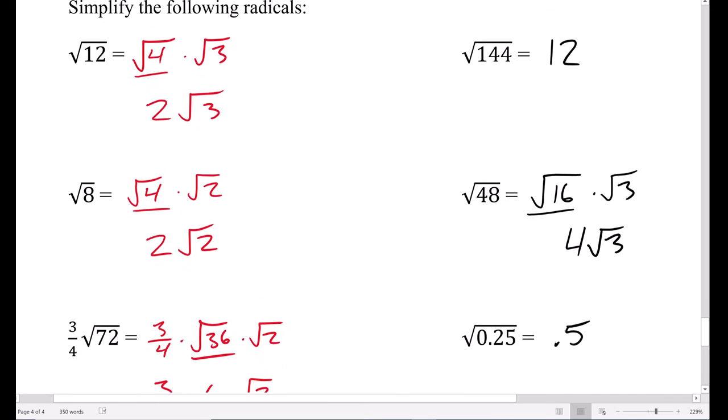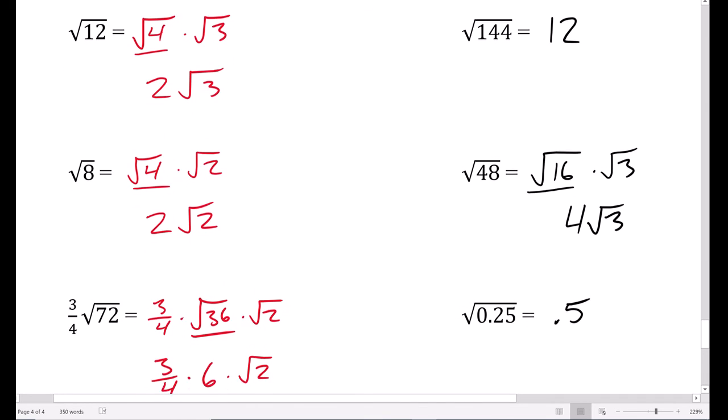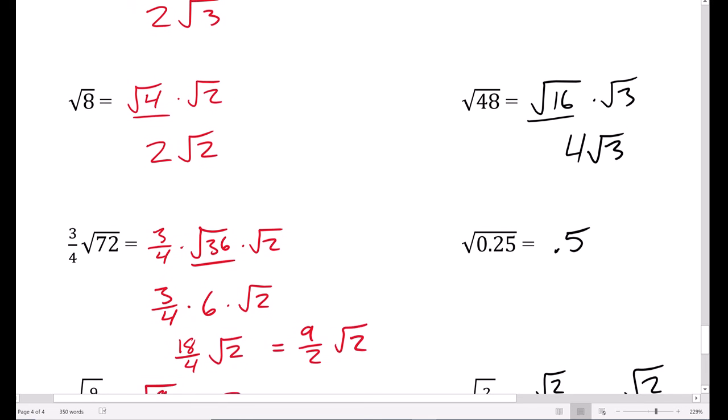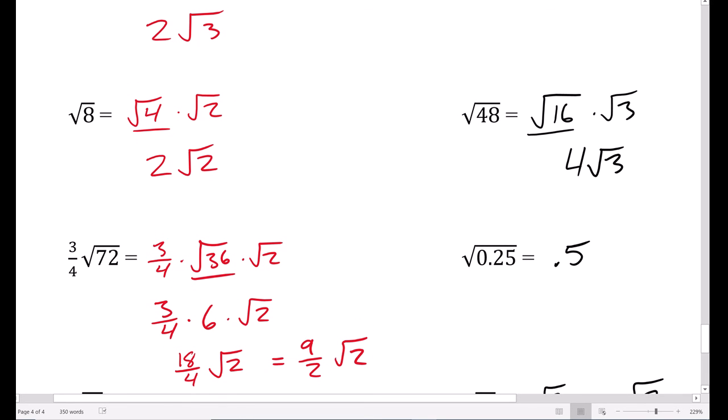Moving down, we have 3/4 times the square root of 72. I break down the square root of 72 into the square root of 36 times the square root of 2. I can replace the square root of 36 with 6. And then I have to multiply those two numbers out in front, the coefficient times the 6 that I just introduced. So I have 3/4 times 6, which gives me 18/4. That gets multiplied times the square root of 2. And then I can reduce 18/4 down to 9/2. So my final answer is 9/2 square roots of 2.